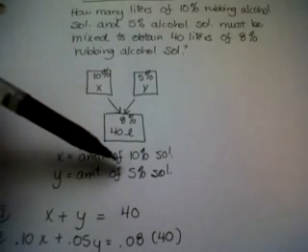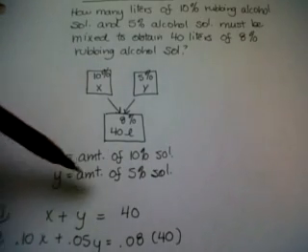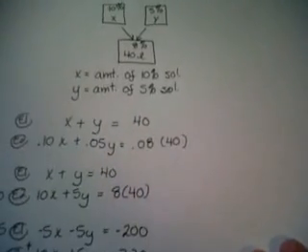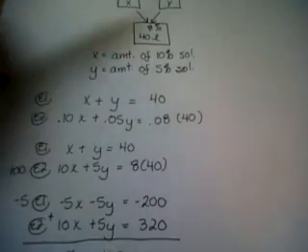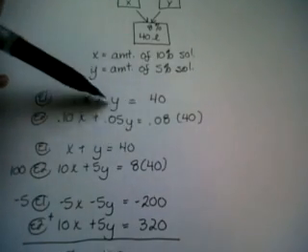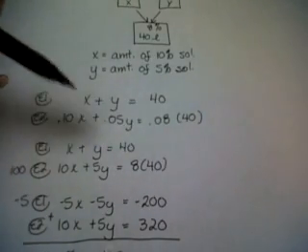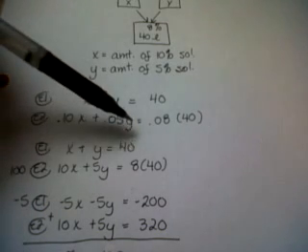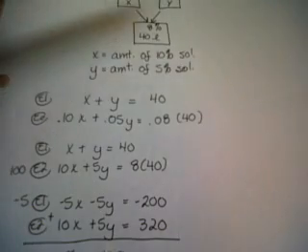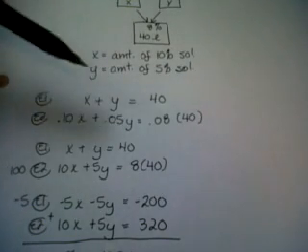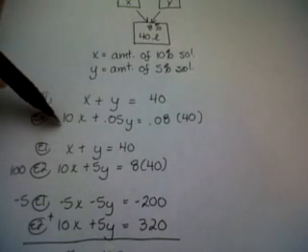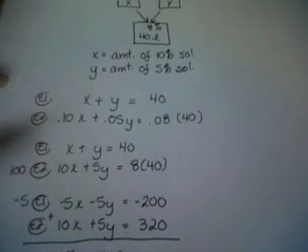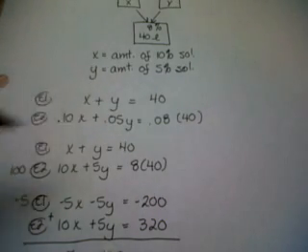X equals the amount of the 10% solution, and Y equals the amount of the 5% solution. Next, I make a system of equations. So my equation 1 is x plus y equals 40. My equation 2 is 0.10x plus 0.05y equals 0.08 times 40, because when I'm talking percents, you convert to decimals. And now again, I'm going to use that little trick that I showed you of multiplying by 100 to get rid of my decimals.